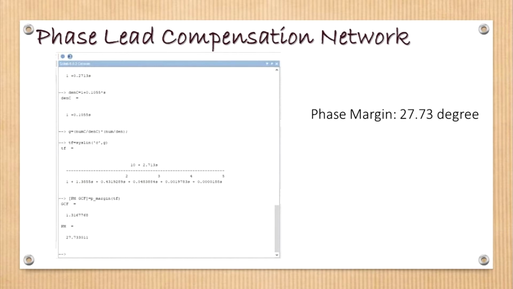Using the formula Gc, 1 plus alpha tau s over 1 plus tau s, we got 1 plus 0.2713s over 1 plus 0.1055s. By using these details, we generate code from Scilab to form the lead compensator. The compensator design cannot be a lead network since the phase margin is only 27.73 degrees, which is lower than 35 degrees.